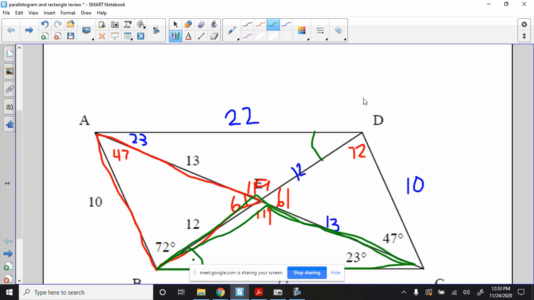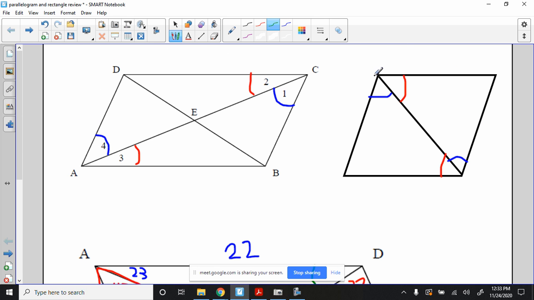So there's how to use that diagonal as a transversal like we did in geometry A with the parallel lines and transversals with the corresponding angles and alternate interior and all that. That's what that diagonal does. All right.